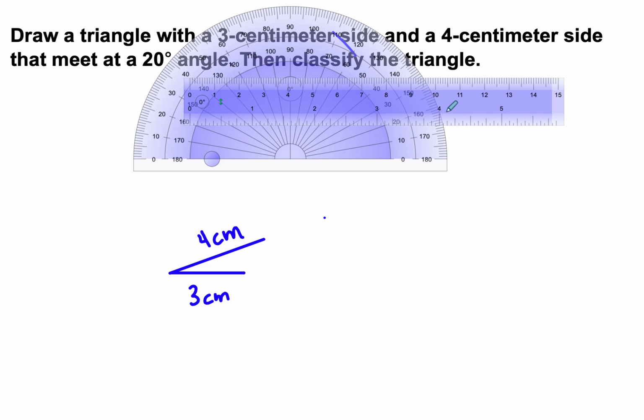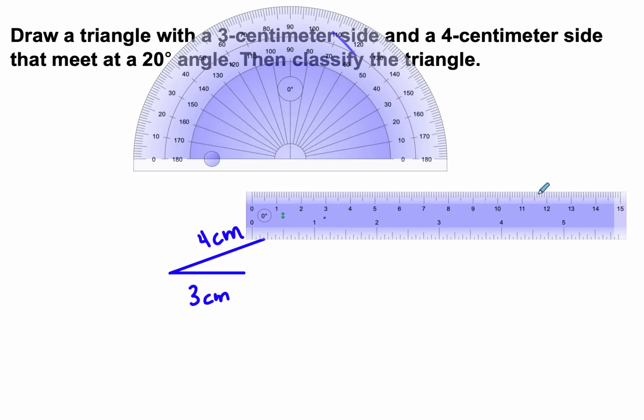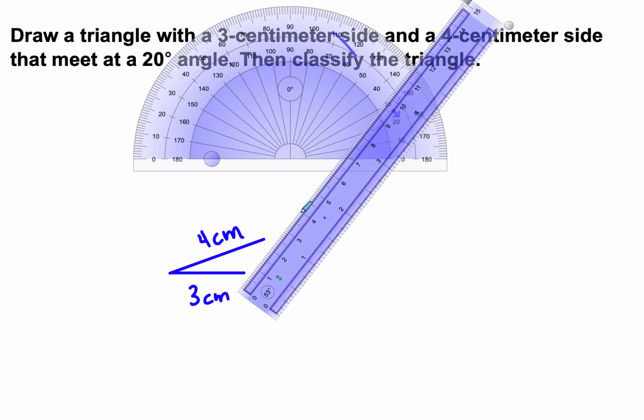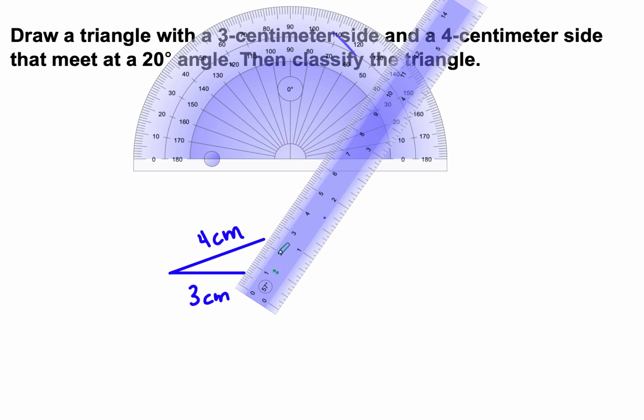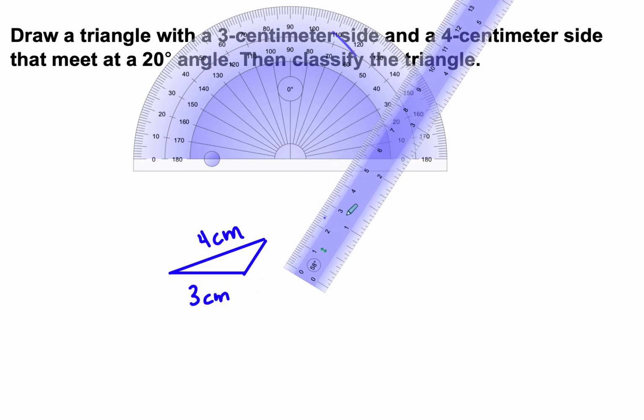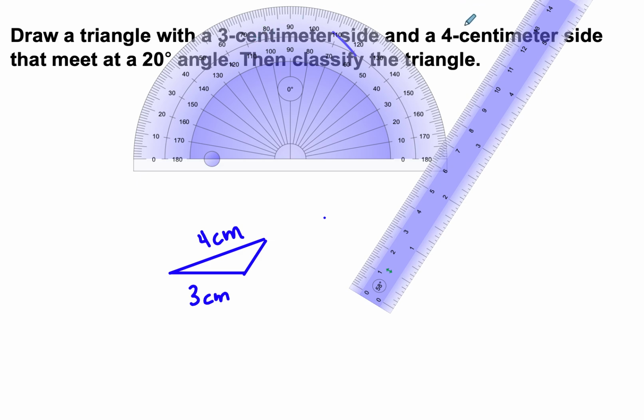Okay, and then I need to connect those last 2 sides. I'll go ahead and use the ruler because this ruler actually lets me do nice straight lines. Okay, so I'm going to line it up. All right, so 3 centimeter side I labeled, 4 centimeter side I labeled. I forgot to label the 20 degrees. I'm going to go back and mark that 20 degrees. You can always write it on the outside here and put a label, an arrow to point to it if you don't have enough space inside your triangle to mark it.